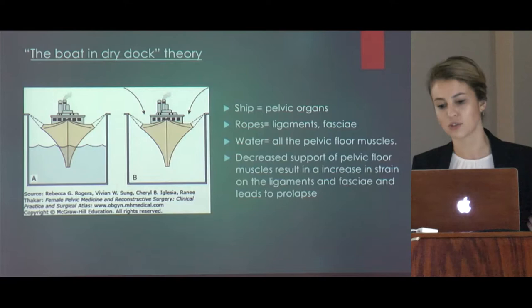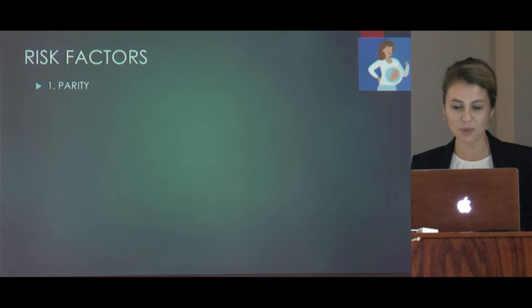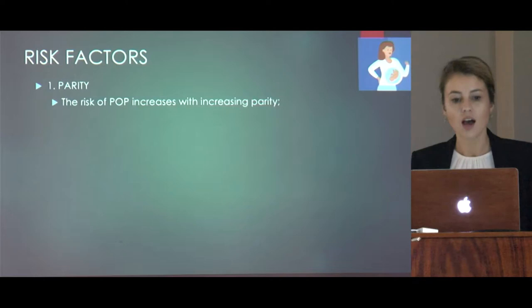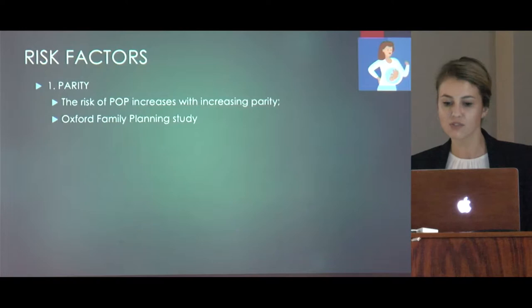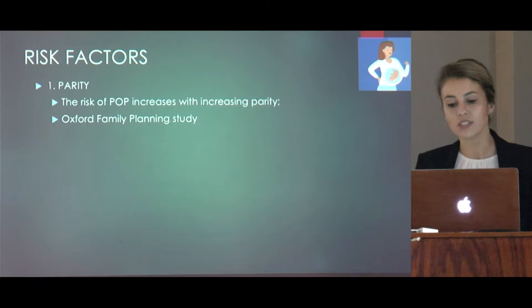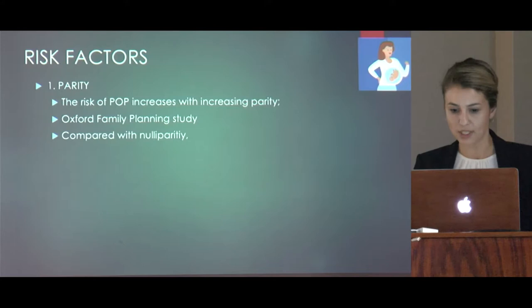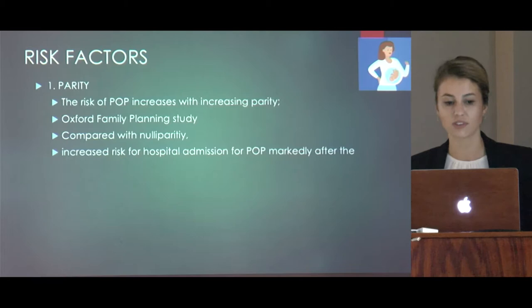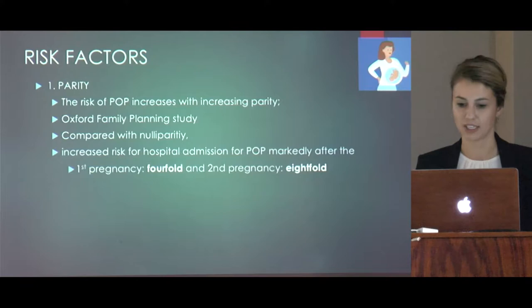So when we get to the risk factors, the first one is parity. So pregnancy, apart from normal vaginal delivery, contributes to prolapse. In the Oxford Family Planning Study, which was a prospective cohort study of more than 17,000 women, which were followed up for 17 years, they compared with nulliparity and saw that there was an increased risk in hospital admission for prolapse after the first and second birth of fourfold and eightfold respectively, as well as an increase in risk of ninefold and tenfold for the third and fourth pregnancy.